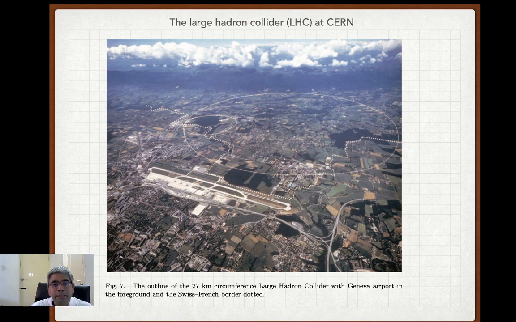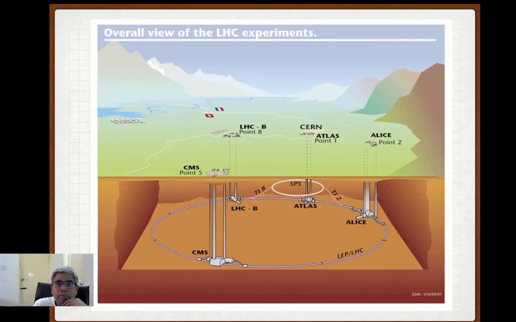And these dotted lines which you see are the Swiss-France border line. It's a huge machine where the center of mass energy of these particles can go all the way up to about 13 TeV. And with the new improvement, it will go almost up to 14 TeV.